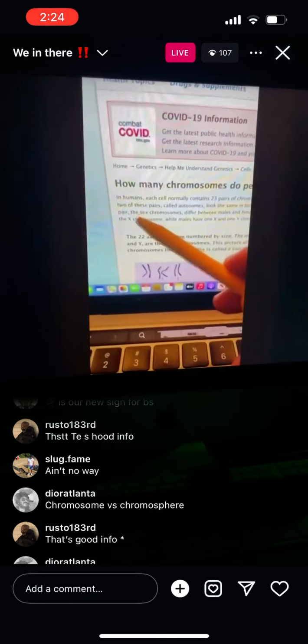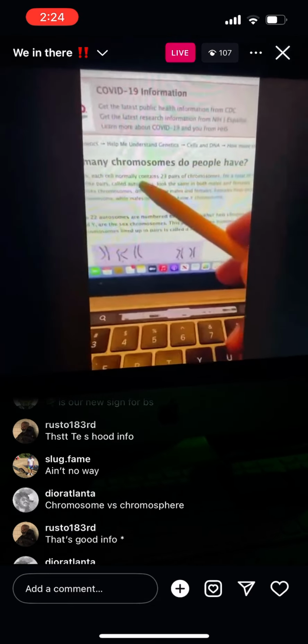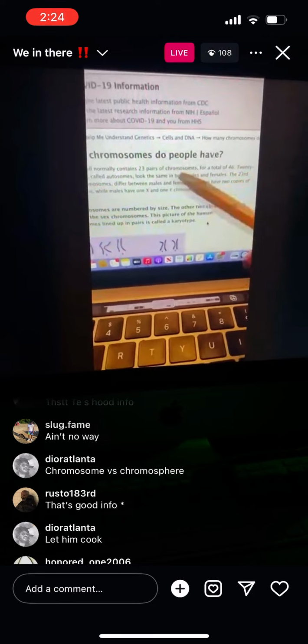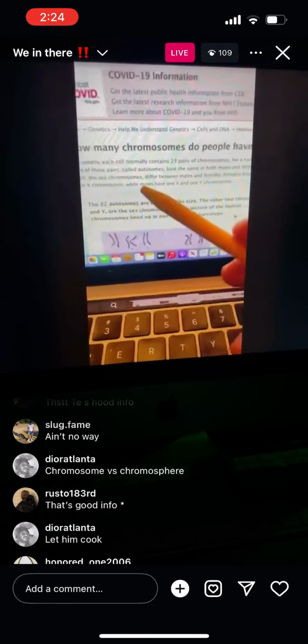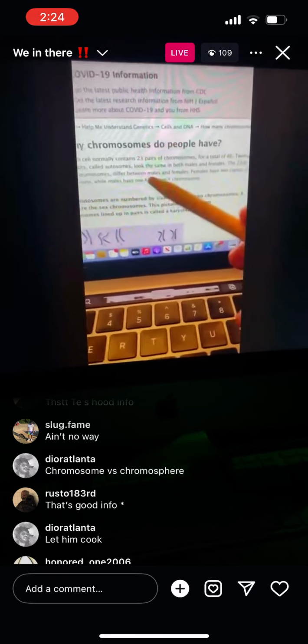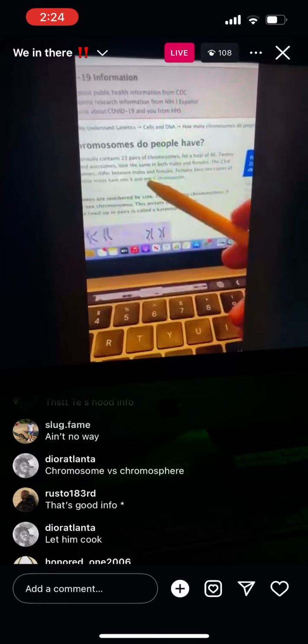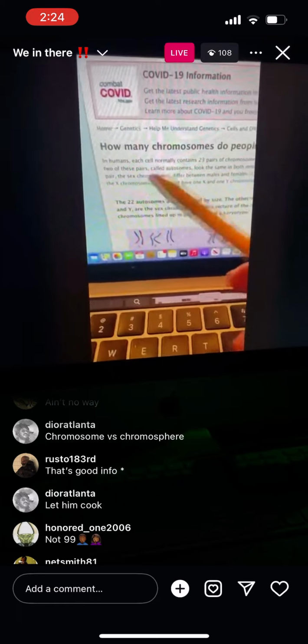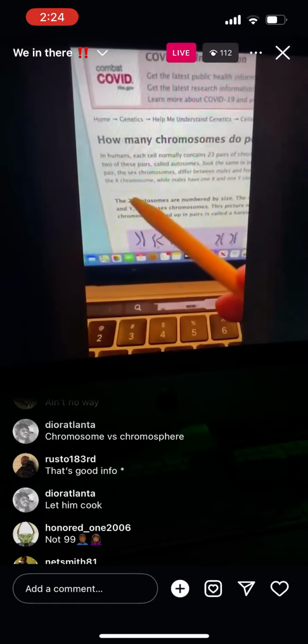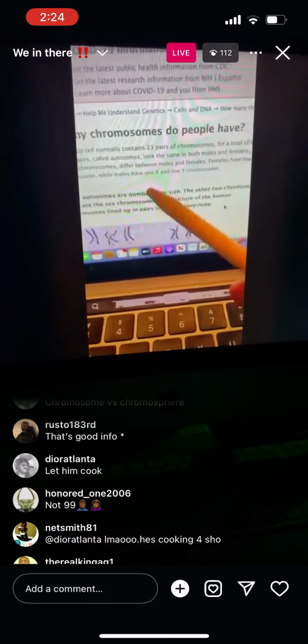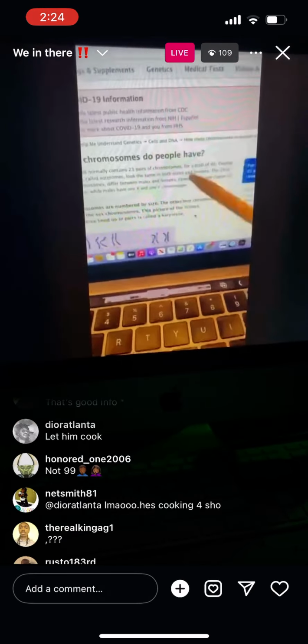So let's read. In humans, each cell normally contains 23 pairs of chromosomes, but they really have autosomes, not chromosomes, for a total of 46. 22 of these pairs, called autosomes, look the same in both males and females. The 23rd pair, the sex chromosomes, differ between males and females. Females have 2 copies of the X chromosome, while males have 1 X and 1 Y chromosome. Now check this out.